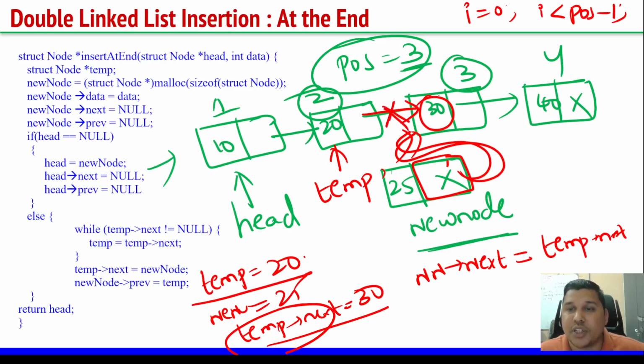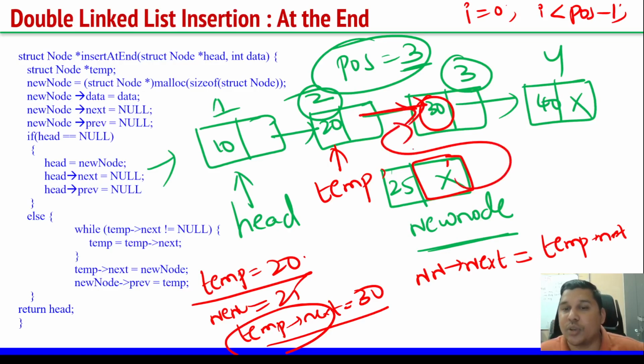If you cut this first, you lose control over this node. You don't know what its address is. That's why first we will try to attach this thing. Let there be two links like this. This is also pointing to 30. First establish a link between new node and this 30. Then the second step is this temp's next should point to new node.